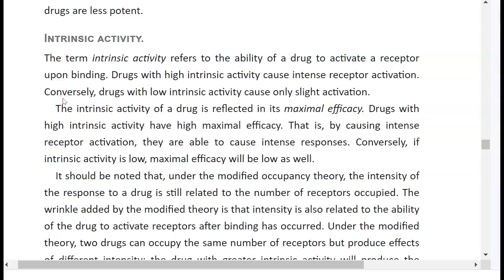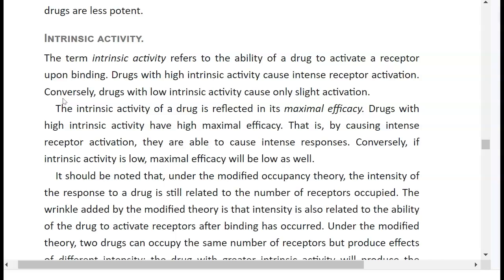Causing intense receptor activation, they cause intense responses. Okay. So think of it this way. If my drug has high affinity, it very quickly finds its target and they lock together very tightly, and it gives a 10,000 volt jolt to start that process and just turns it on, a super powerful turn on, it has both high affinity and high intrinsic activity.